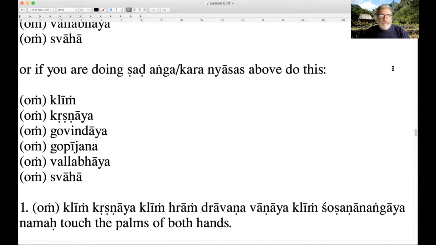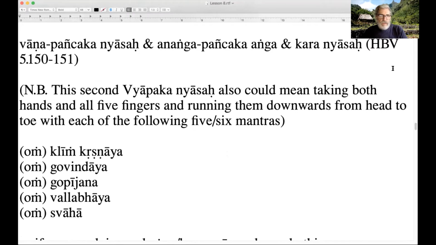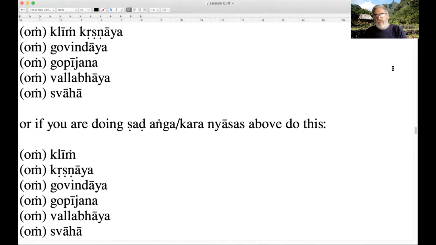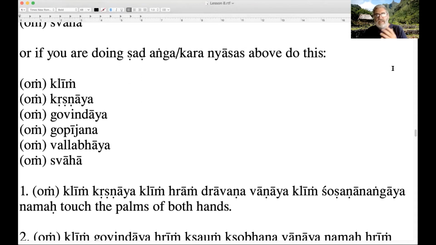Okay, so Om. I'm not sure whether we have to do both or we can just choose an alternate. We can split it up into 5, or we can split it up into 6. But in any case, the normal situation, as I said, with all these Anganyasas and even with the Paranyasas, the mantra is split up into 6. But here, they split it into 5 for some other reason sometimes. So if we're doing the Anganyasa or Paranyasas above, do this. We use Om Klim as the first, Om Krishnaya as the second, Om Govindaya as the third, Om Gopijana as the fourth, Om Vallabhaya as the fifth, and Om Swaha as the sixth.